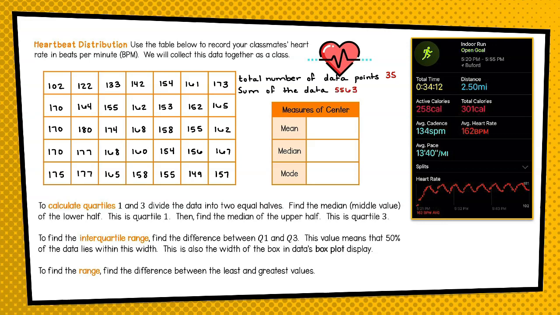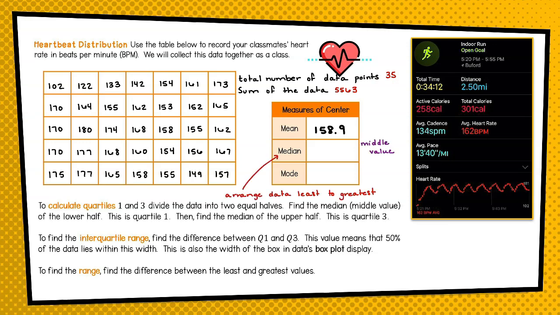Now that I have my data table filled in, I went ahead and calculated the sum of all the data, which was 5,563. We're going to start by calculating the measures of center, which we learned about in 6th grade. Let's recap how to do these calculations. For the mean, you're going to take the sum of all of the data in the set, which is 5,563, and divide it by the number of data points in the set, which is 35.